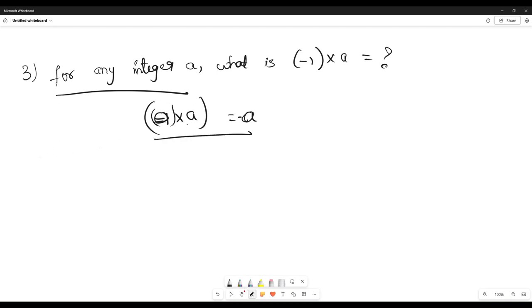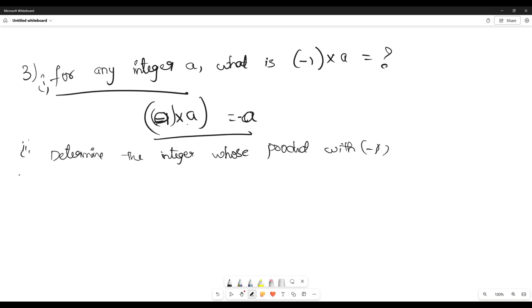Let's see. It is the third sum first question, and the second question is: determine the integer whose product with minus 1. They have given three questions. We have to product with it. Minus 21 product with minus 1. Minus into minus plus. 21 into 1 is 21.